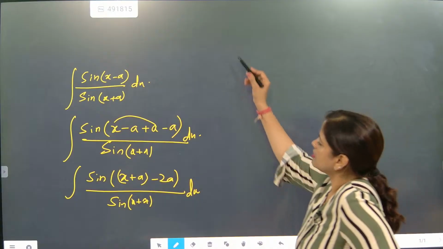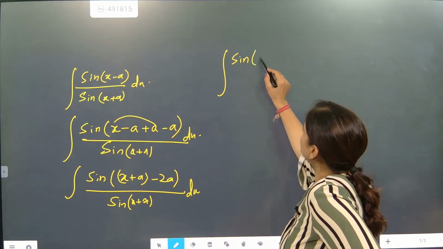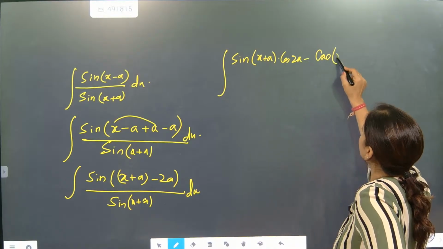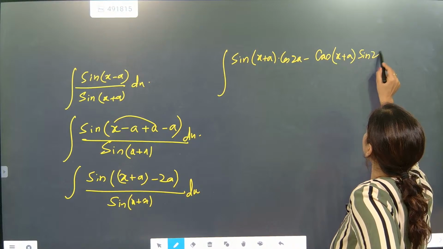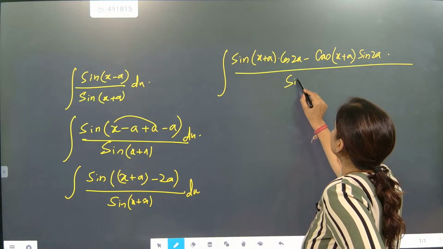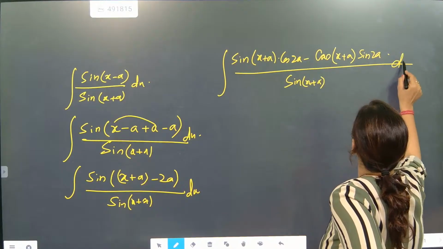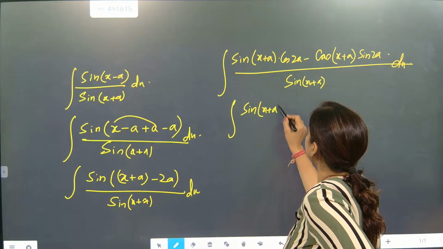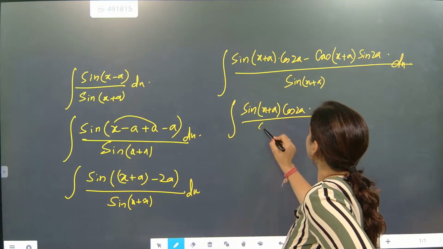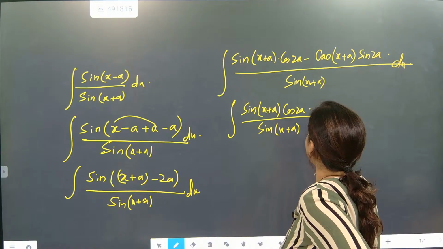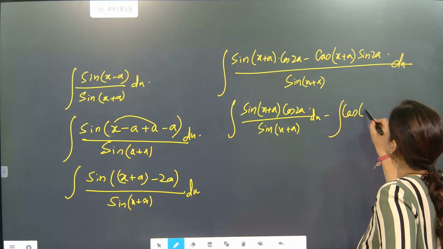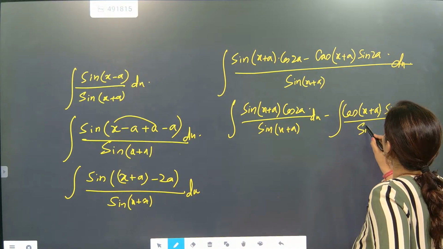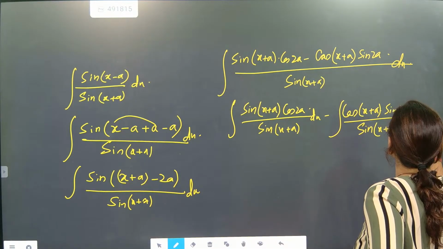Sin a cos b will become sin of this into cos 2a minus cos of x plus this into sin 2a, by sin of x plus a dx. Now what is this? Nothing is there. Separate this one out: sin of x plus a cos 2a by sin of x plus a dx, minus cos of x plus a sin 2a by sin of x plus a dx.